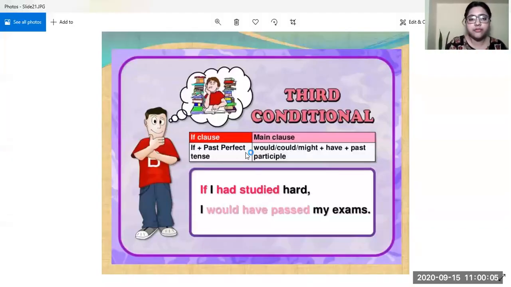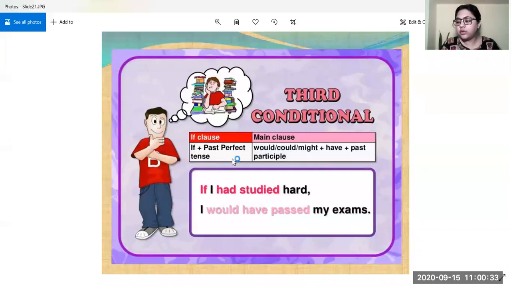Now here we have what? We have again an if clause and a main clause. In the if clause we have past perfect and not simple past. In the second conditional we had simple past, and in the third conditional we have a past perfect tense. And in the main clause we have would, could or might, these modals, plus have plus past participle.